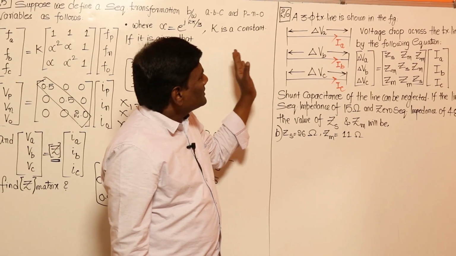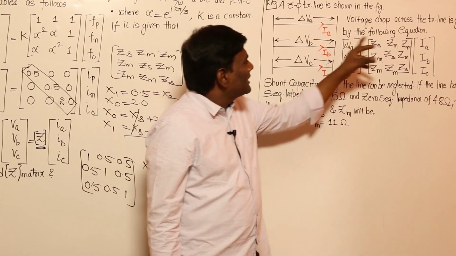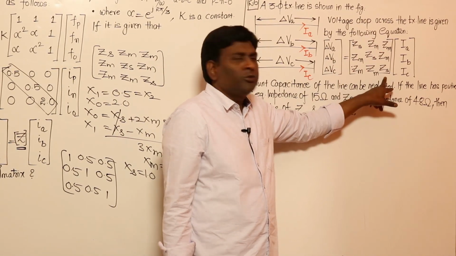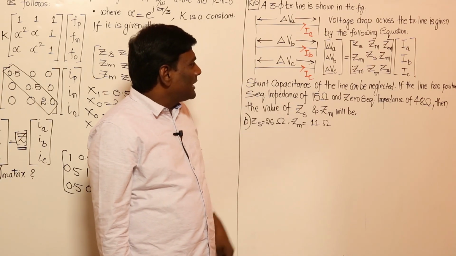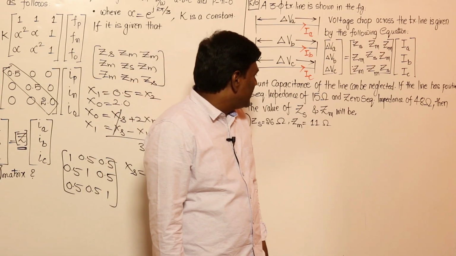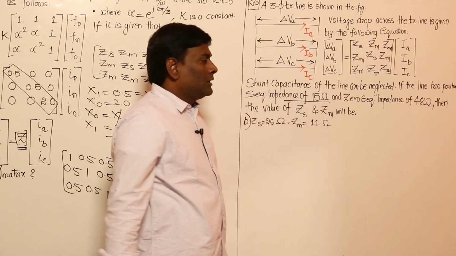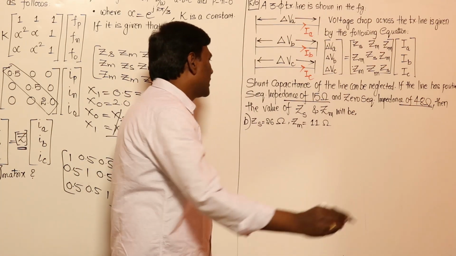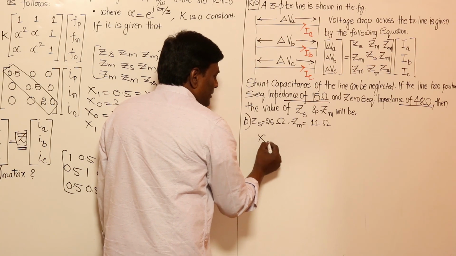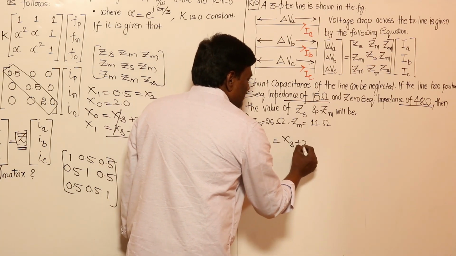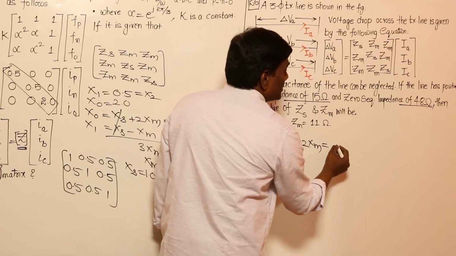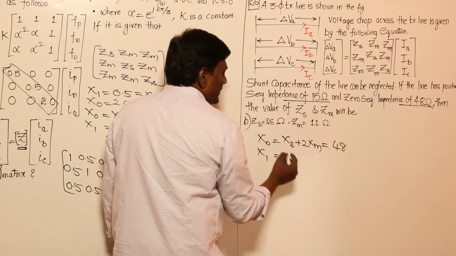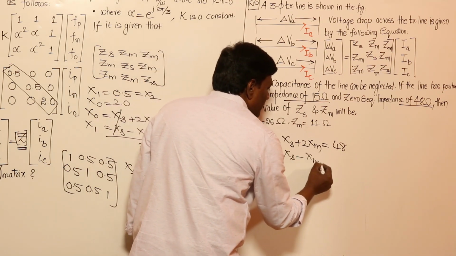Now a three-phase transmission line is shown in the given figure. The voltage drop across the transmission line is given by the following equation: self, mutual, mutual, mutual, self, mutual, mutual, mutual, self, as usual. The shunt capacitance of the line can be neglected. If the line has a positive sequence impedance of 15 ohms and a zero sequence impedance of 48 ohms, then find the values of ZS and ZM. Same thing. So what is zero sequence? Zero sequence is going to be self plus 2 times mutual, which is 48. And X1 or X2 is going to be 15. What is this? XS minus XM is going to be 15.